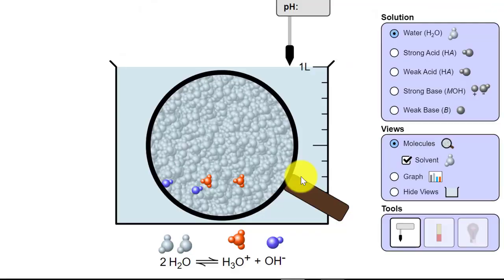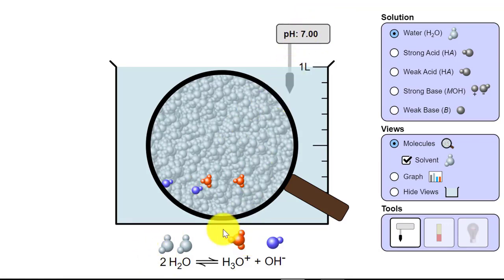Let's look at this simulation, where we have pure water, just water itself. Look what happened to the pH. It is at 7. And notice how in water, we have, in terms of moles, the H3O plus equal to the number of moles of OH minus. So in a sense, the pH of 7 tells you that the amount of H3O plus must equal the amount of OH minus in terms of moles. And that's an example of 7.